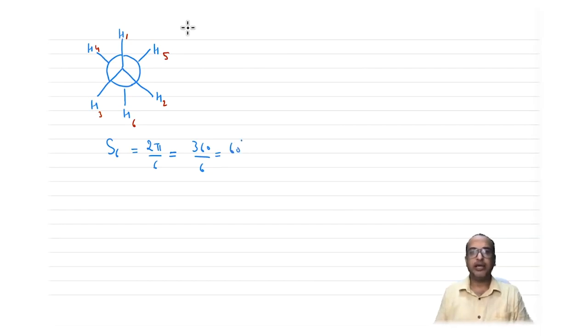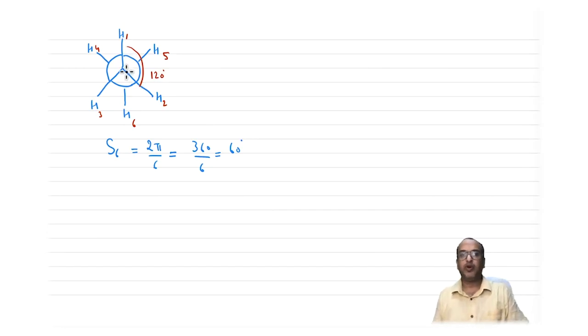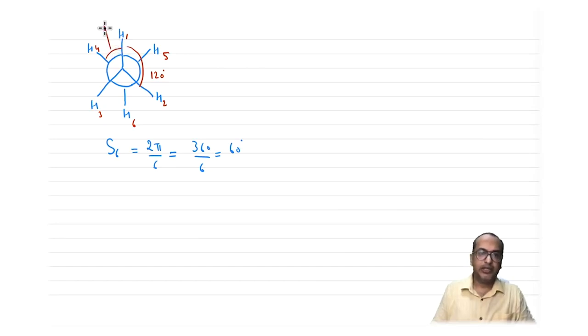So where is the 60 degree angle over here? This whole angle is 120 degrees between two hydrogens on one carbon. But if you look at this dihedral angle over here, this dihedral angle is 60 degrees. So we will be doing this 60 degree rotation. We can also see if there is any S3 axis present or not, but let's go ahead with S6 and see this example.